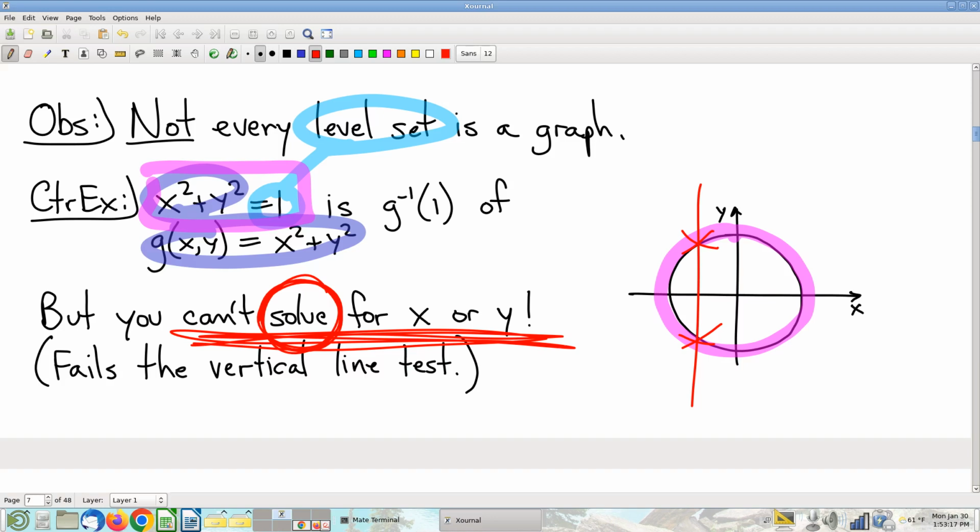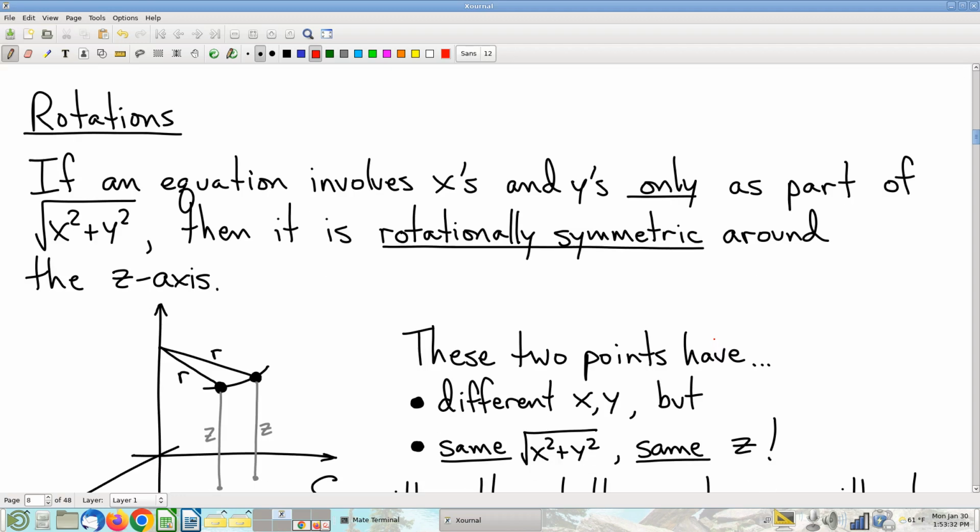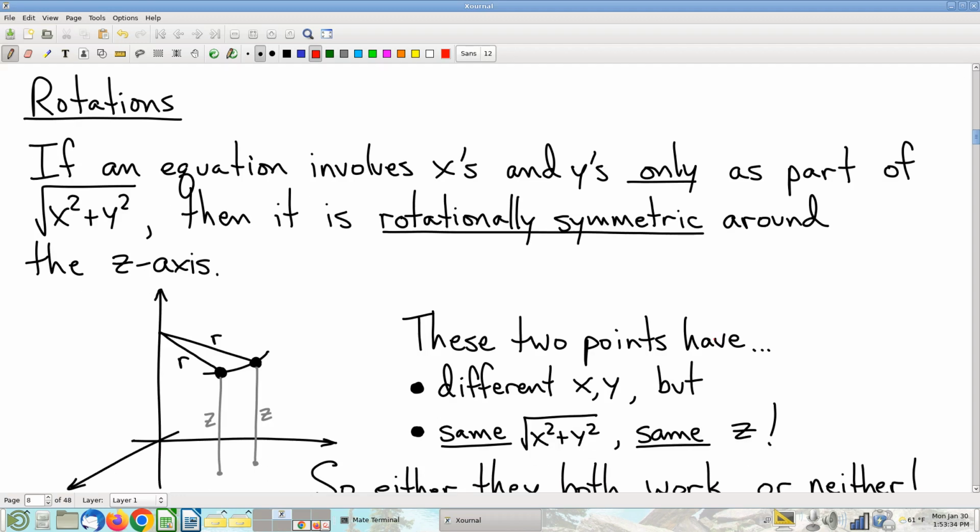So, how are we doing? Okay, so this is a one-way convenience. Every graph is a level set, and not the opposite. Okay, so now we're going to get into understanding equations.